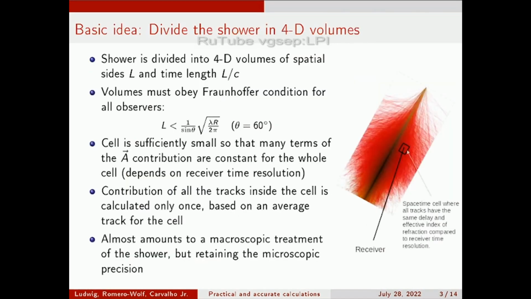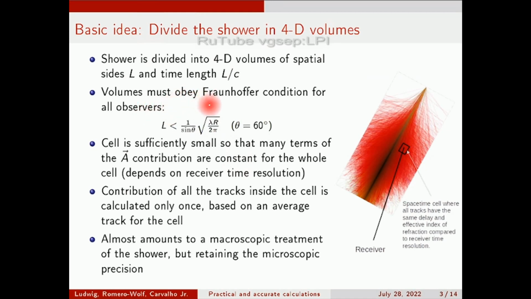So the idea of this approach is actually very, very simple. We divide the whole shower into 4D volumes of spatial size L and time length L over c. We have to test these volumes to see if they obey the Fraunhofer condition, which is a condition for our simulation. So you have something like this. The size has to be much smaller than this, which depends, of course, on the frequency up to which you want to be able to describe the emission.